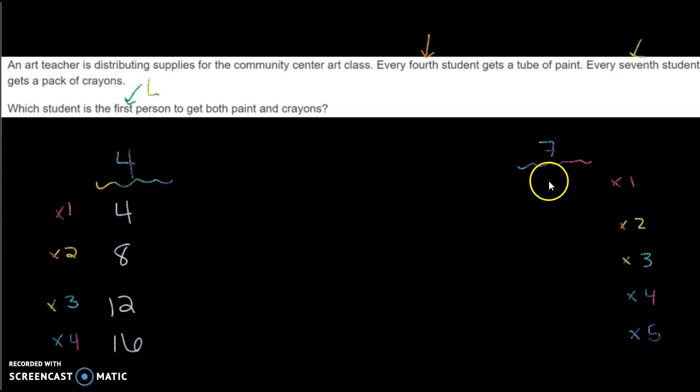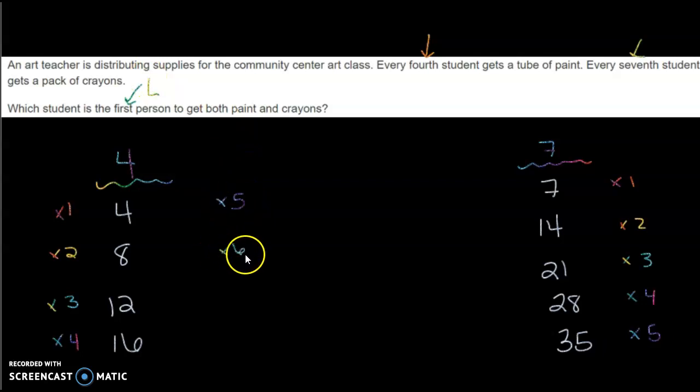7 times 1 is 7. 7 times 2 is 14. 7 times 3 is 21. 7 times 4 is 28. 7 times 5 is 35. So my multiples of 7 have gone up pretty high, and my multiples of 4, not so much. So let's keep going with the 4s to see if I can match any of these multiples over here. We might have to do times 5, times 6, times 7, and times 8.